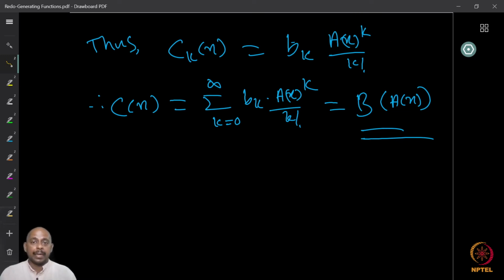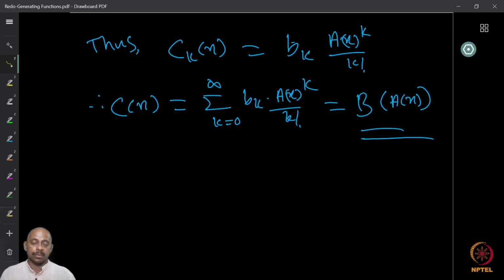And B_k is the number of ways to make B structures from the k distinct objects that we have obtained, right? So therefore, it is B_k into A(x) raised to k by k factorial. Now, if you know for each k what C_k(x) is, then I can get C(x) easily, right? C(x), the generating function for C, is basically the sum of all this, because when we count it separated by the cardinality of the set in which we are building, our formula itself is the summation over all values of k.